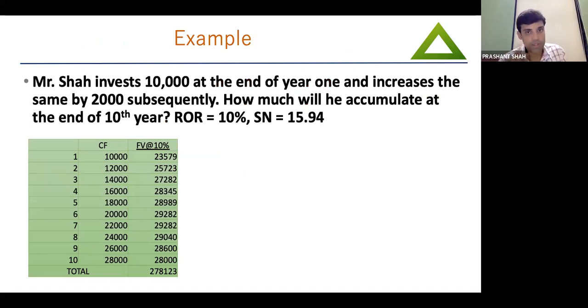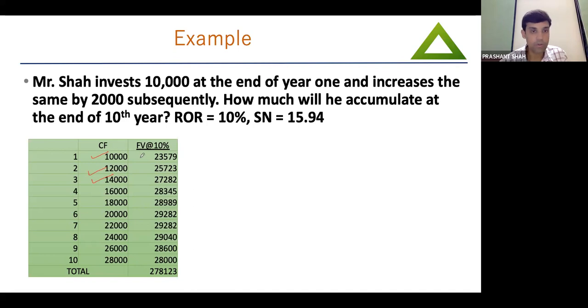Mr. Shah invests 10,000 at the end of year one and increases the same by 2,000 subsequently. What does this mean? It means something very simple: he's investing 10,000 at the end of a year. Next year, he's investing 12,000, then 14,000. Now, can you identify what is fixed increase? Every year, his investment is increasing by a constant amount.